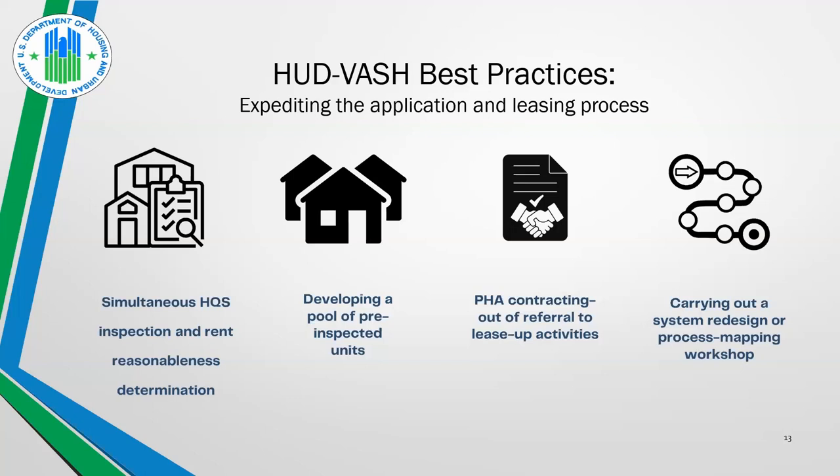And lastly, carrying out a system redesign or process mapping workshop. Consider hosting a brainstorming session with partners from the VA to take a detailed look at your existing system. In this setting, you can outline the steps from referral to lease-up and analyze the amount of time spent on average to complete each of the steps in your process. From there, brainstorm ways to increase efficiency, reduce time, streamline processes, and develop a plan to improve. As NYCHA indicated, many PHAs have seen success when taking a look at their current referral process and trying to come up with more innovative ways to save time and create a more efficient process. Next slide, please.